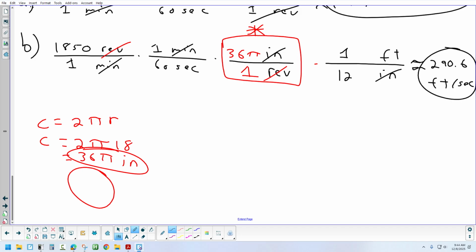Okay, so any questions on that? All right, so that's the two topics for today, the arc length and angular velocity.